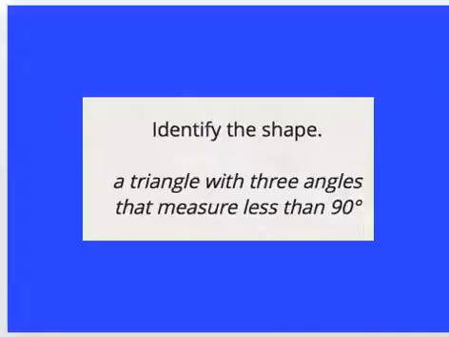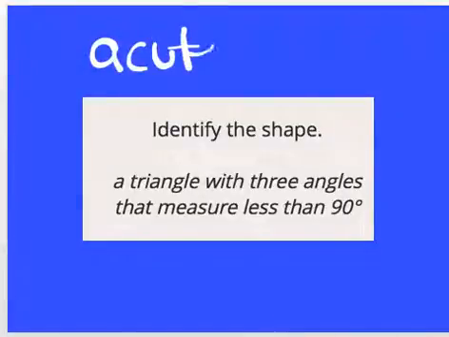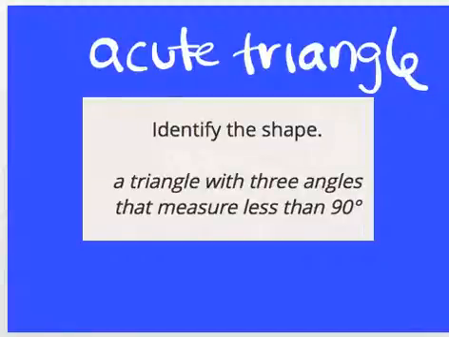All right, last but not least, what shape would be a triangle with three angles that measure less than 90 degrees? Yes, it would be an acute triangle because that means that all the angles in the triangle are acute, which is what gives us an acute triangle. All right, nice job. You may go and try the activity for classifying 2D shapes.